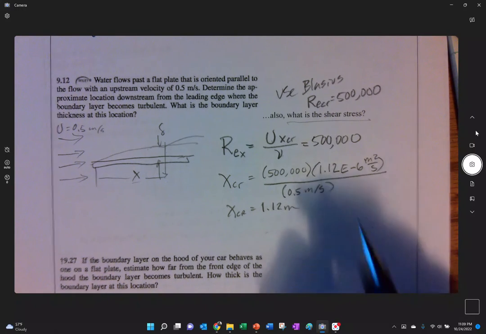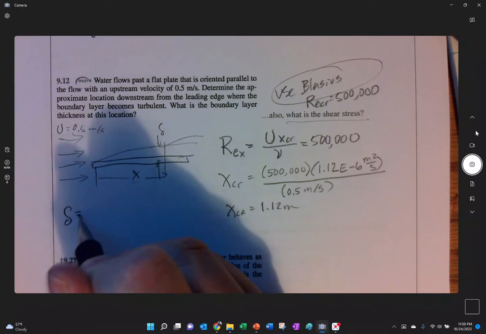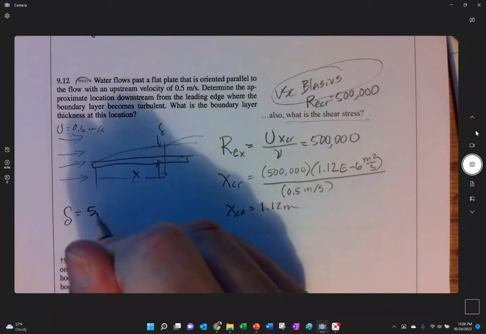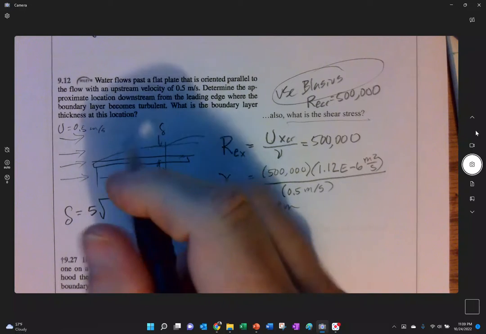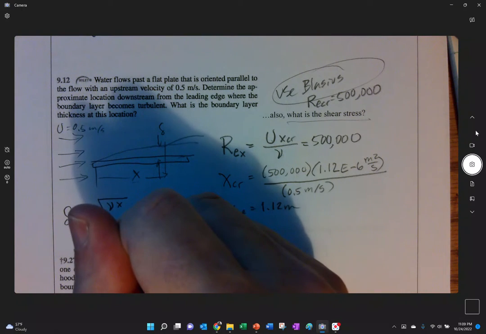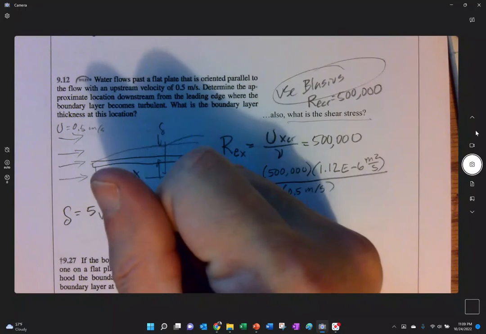That's not insignificant. If we're going to use Blasius along with that, remember that we could get the thickness by saying 5 times the square root of nu x over U. They might have had an L in there.